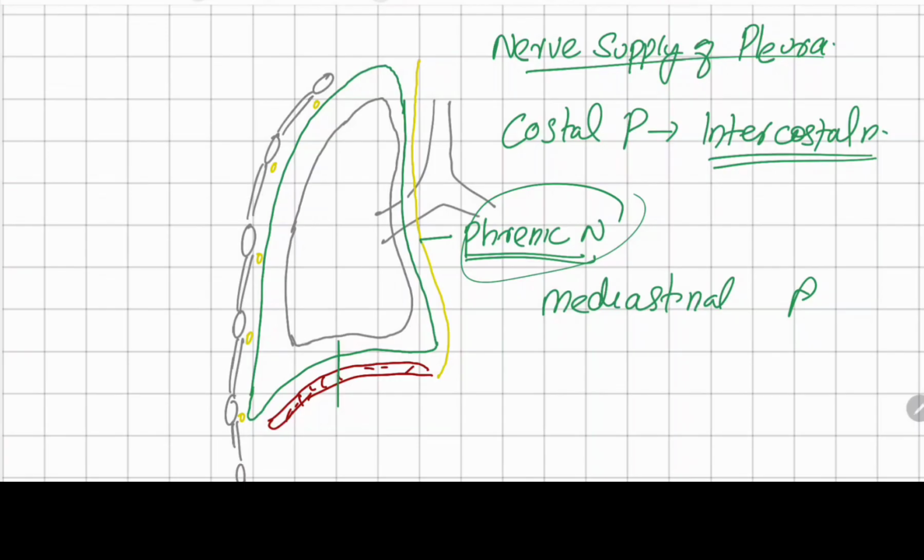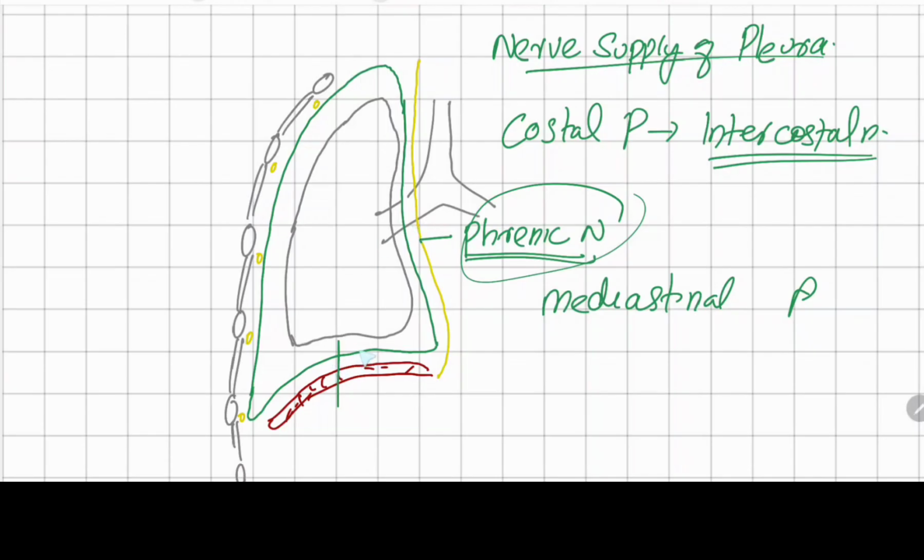Then, if there is an irritation or an infection in the costal pleura, where do we get the referred pain? We get referred pain on the chest wall, because the chest wall as well as the costal pleura is supplied by intercostal nerves. That is why if there is an irritation or any infection in the costal pleura, we get a pain over the chest wall.